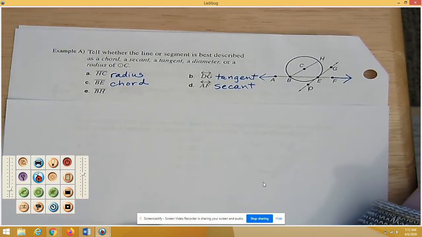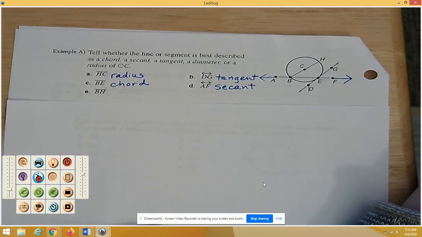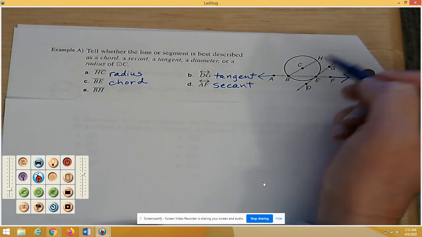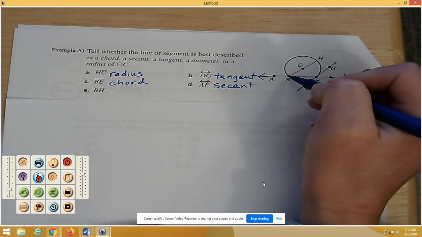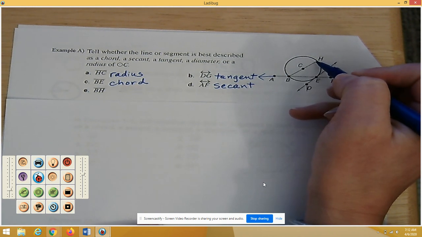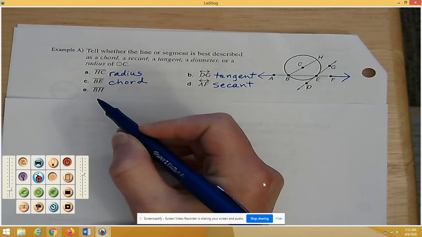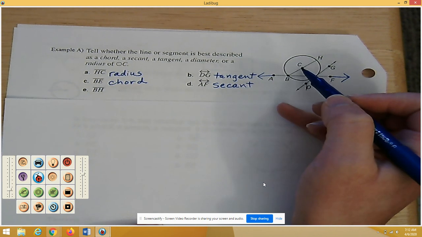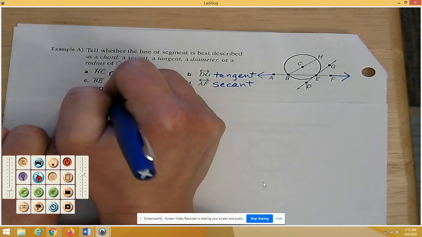Last but not least, I have segment BH, and this is a segment. It's starting at B on the circle, it's ending at H on the circle, but this one's a little bit different than BE because it actually passes through the center. So this one would be our diameter.